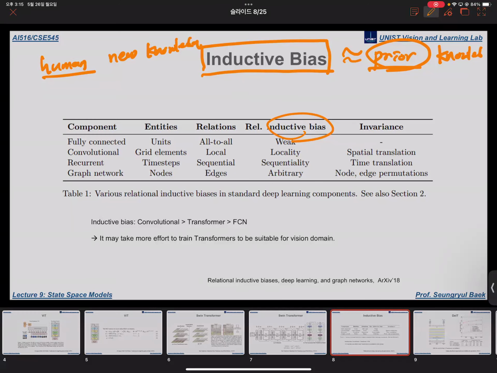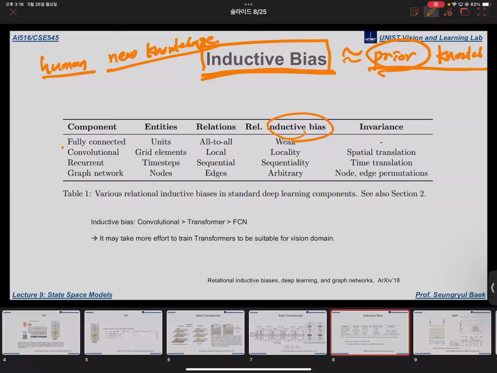If you have some prior knowledge, for example, some experience in this computer vision class, then you can learn more easily than others, okay? So this inductive bias is like that. It asks whether the architecture is inherently built with some prior for a domain or not, okay?